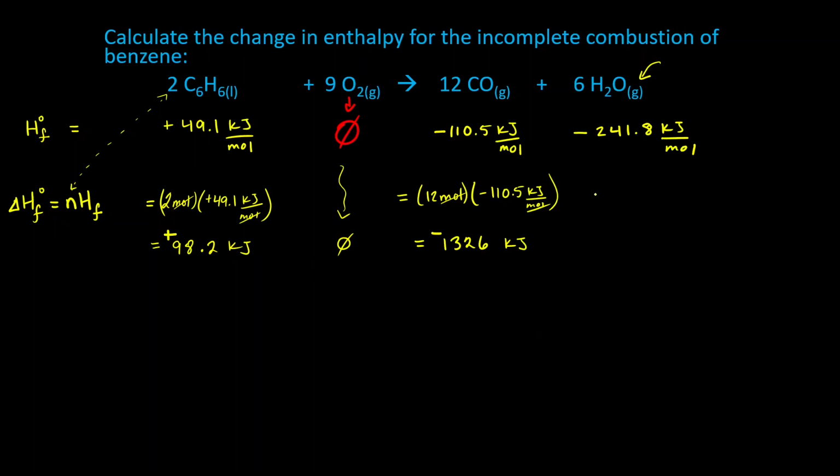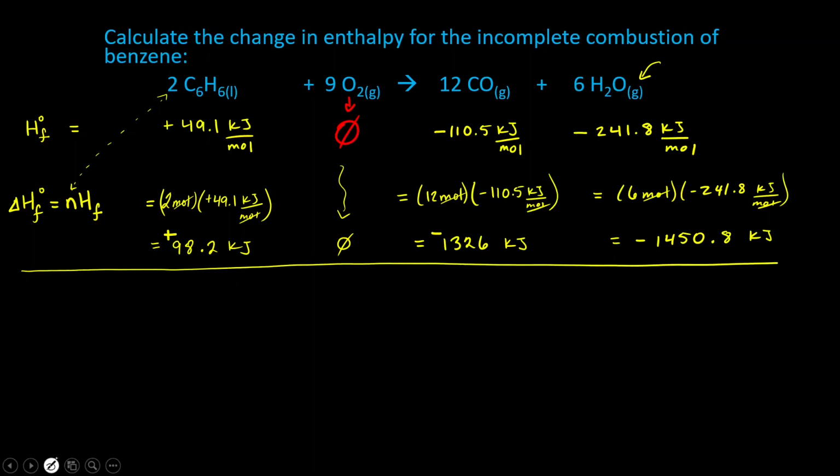All right. And then finally, my water vapor, for this one I have 6 moles times my negative 241.8 kilojoules per mole. Moles cancel. And that leaves me 6 times 241.8 equals negative 1450.8 kilojoules. All right. There we go. So I've got all of my setup done.